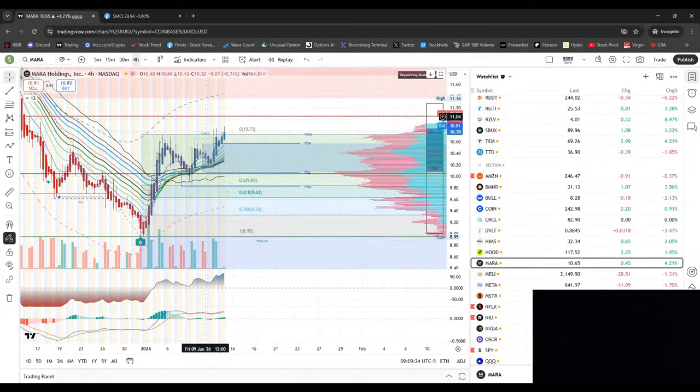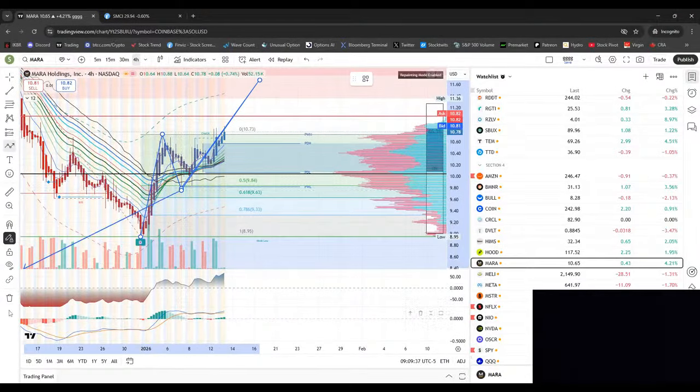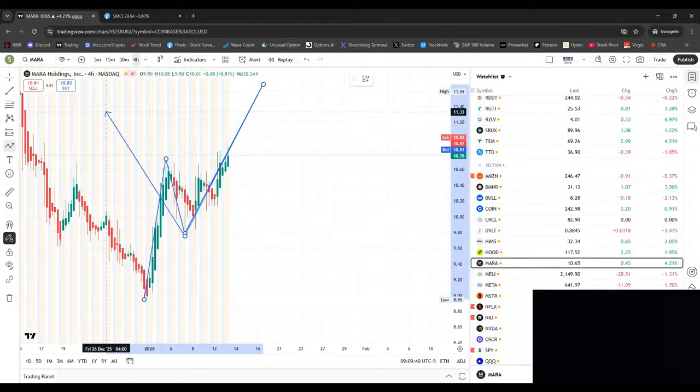Now we have a change of character, meaning the stock is bullish from here, and it will continue shooting upward as the Bitcoin goes up. Once the Bitcoin goes to 99,000, this company will turn back into profit and there will be no looking back on this one. Now, what's going on the technical side of the chart?